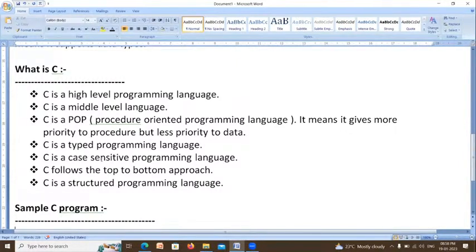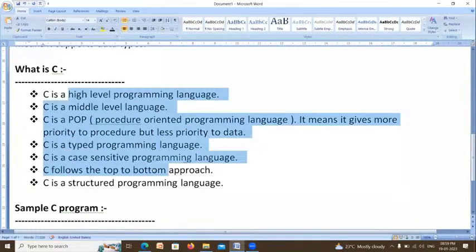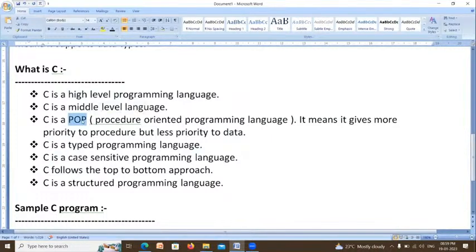Sir, can you explain the last second point? Top-down approach. Whenever you write a program, it will be executed from top to bottom. The first line will be executed first, then the second line, then the third line, then the fourth line, then the fifth line. So it follows the top to bottom approach. Whereas Java is executed from bottom to up. C++ is also executed from bottom to up. All object-oriented programming languages are executed from bottom to up. All procedure-oriented programming languages are executed from top to bottom. Clear? Yes, sir.